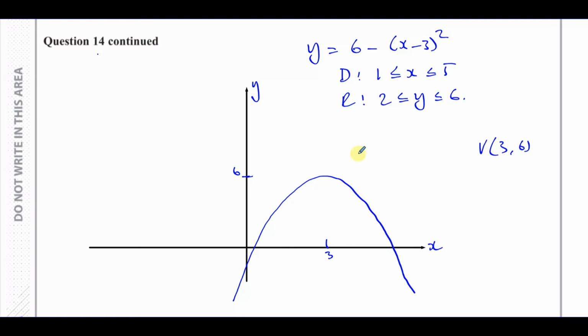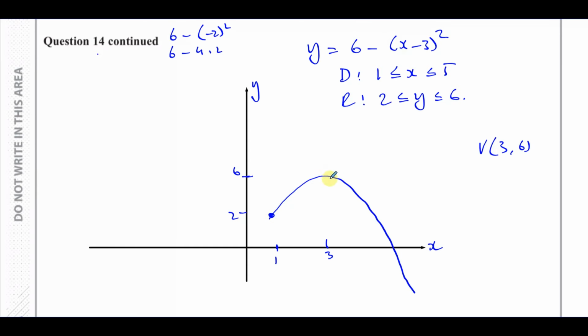The domain is between 1 and 5. So when x is 1, you're going to have 6 minus (1 minus 3), which is minus 2, squared, which is 6 minus 4, which is 2. That's correct. So that's going to be (1, 2). That's where it's going to start, so we can get rid of everything before this. It doesn't exist over here. It starts from (1, 2).